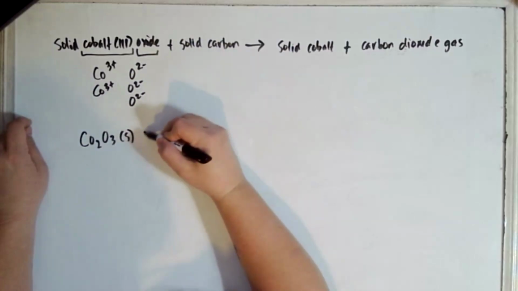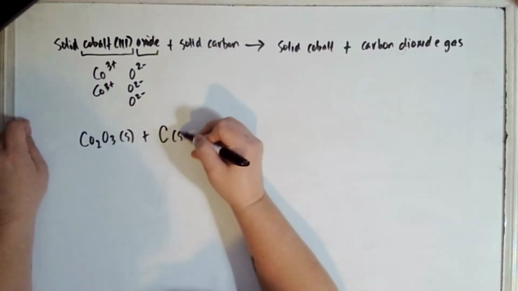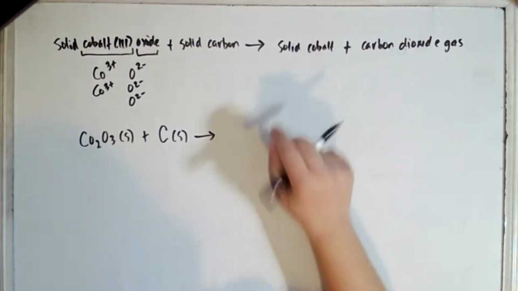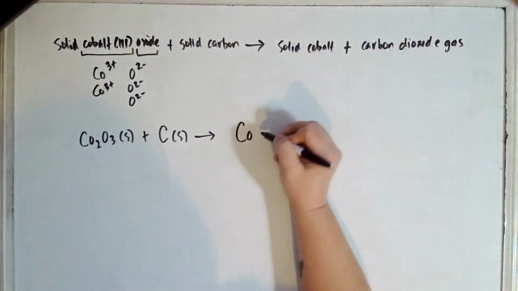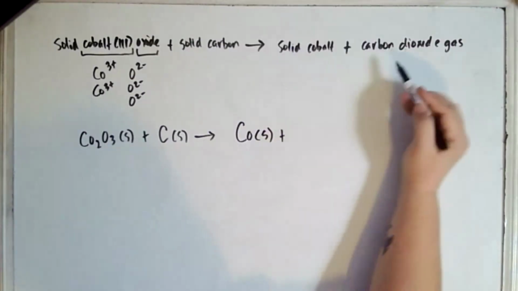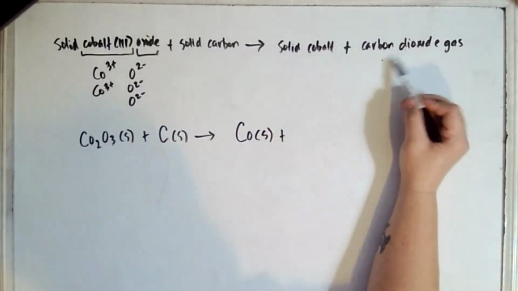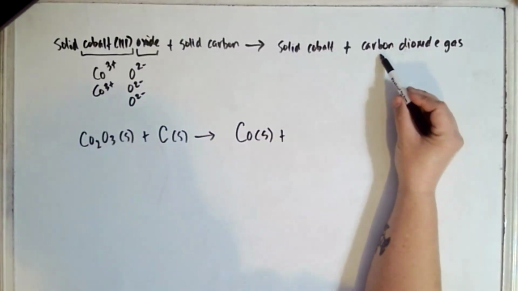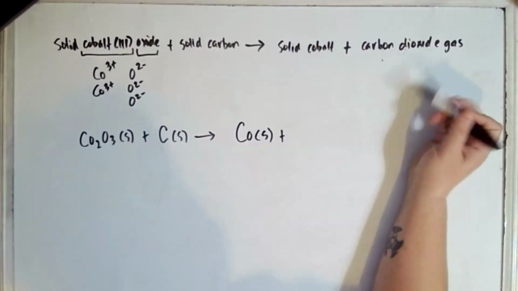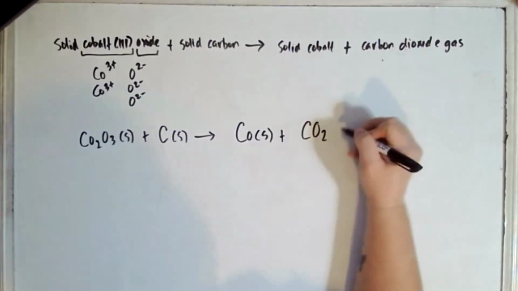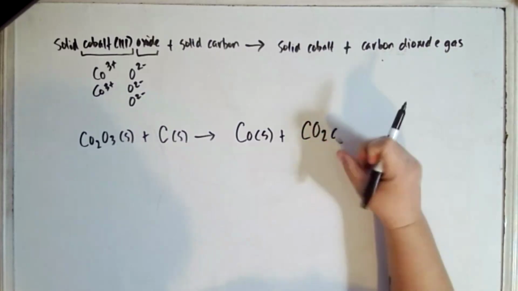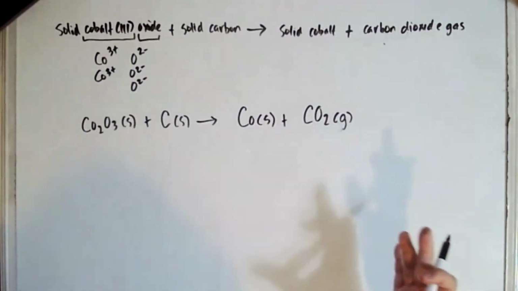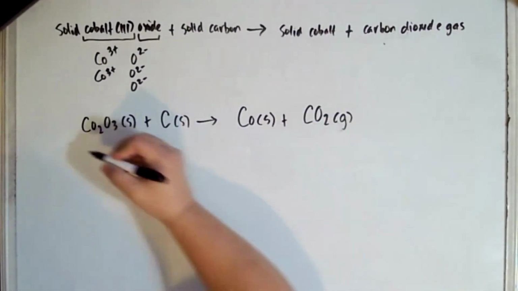And then we have solid carbon. Easy enough. That's just carbon with an S next to it for solid. It's going to produce solid cobalt. And carbon dioxide gas. So this is going to be a molecular compound. That's why it's named with a prefix. So we're going to have 1 carbon and 2 oxygens, and it's going to be in the gas form. Okay. That's your first step. Write out that skeletal equation.